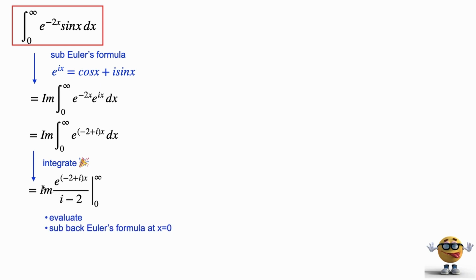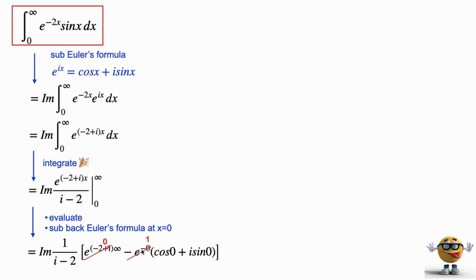So what we're going to do is evaluate it and sub back Euler's formula at x equals 0. So what I mean is, say we want the imaginary part of 1 over i minus 2, evaluated from 0 to infinity. So this is in the limit as x goes to infinity right here, and this is when x equals 0. Now this part goes to 0 because this is a negative here, so as this gets larger, it's like in the denominator, it goes to 0.